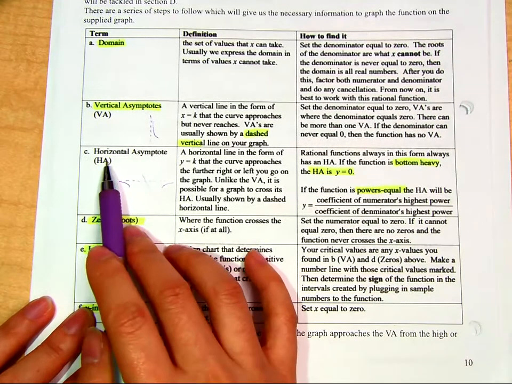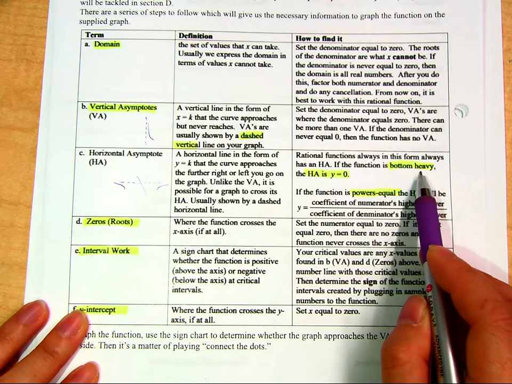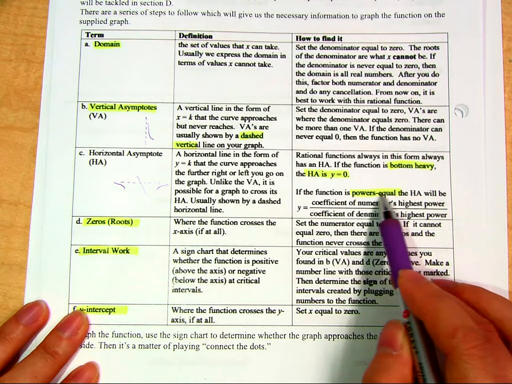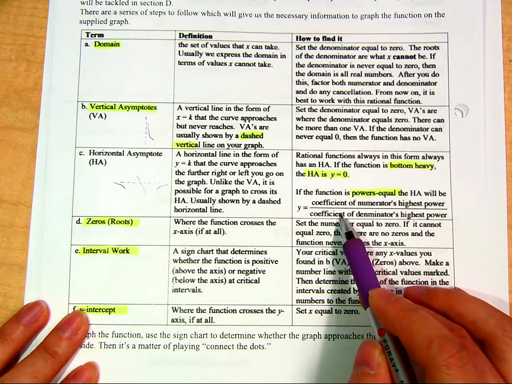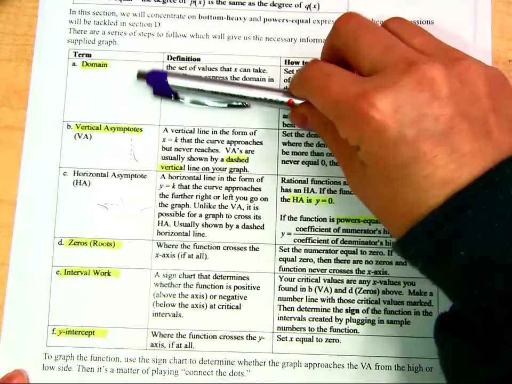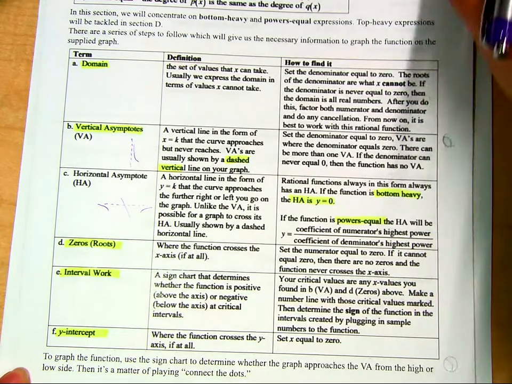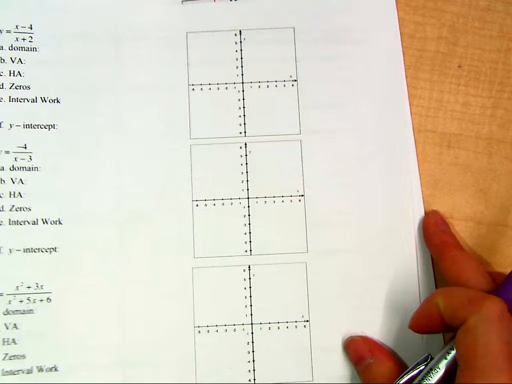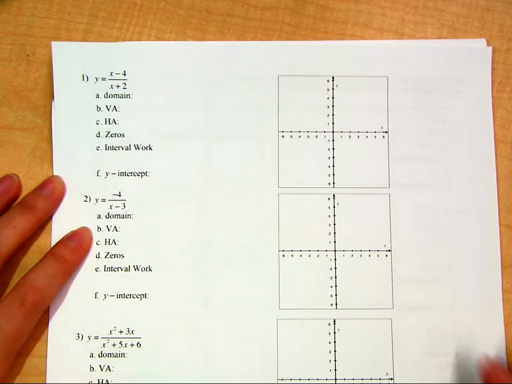And one more thing. For the horizontal asymptote, if it's bottom heavy, the answer will be y equals 0. If it's power equal, the answer will be the leading coefficient of the top divided by the leading coefficient on the bottom. Make sure you read those parts carefully, and this tells you all the details of what you're going to do. So look at the first question on page 11. I'll show you how to do this one.